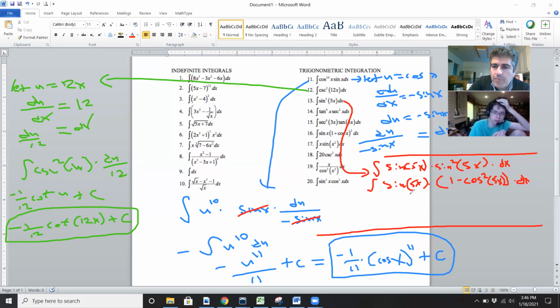Okay. And then what you can do is you could let u equal all this, because it has a higher exponent. So I'm going to need some space. I'm going to erase all this stuff here.